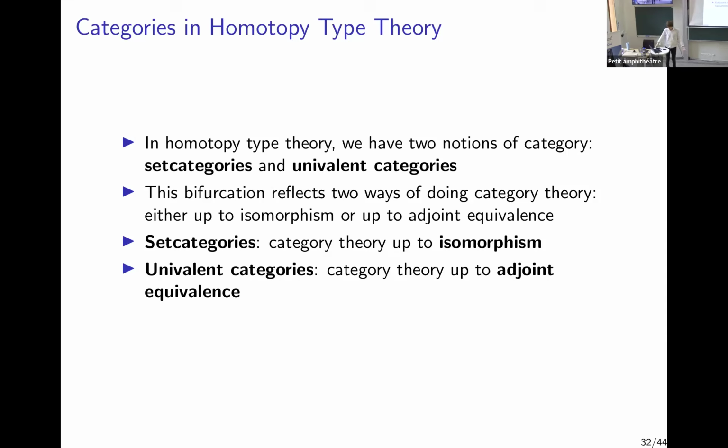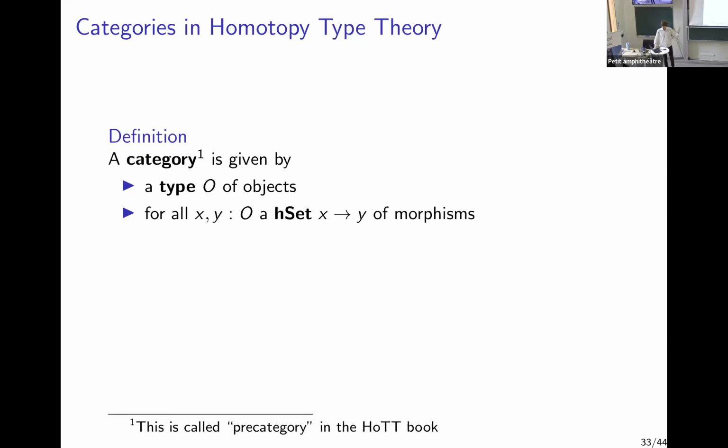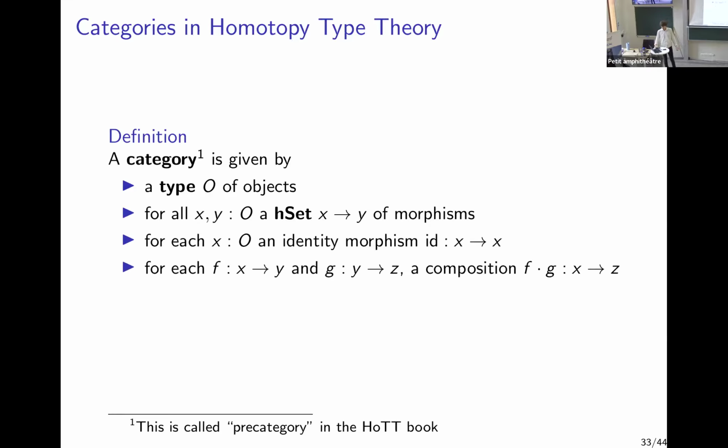So what is going on? How can we do this? Let's start with the notion of category as one would usually do. We have objects, we have morphisms, identity morphism, composition, usual laws. This is what one would usually say is a category.